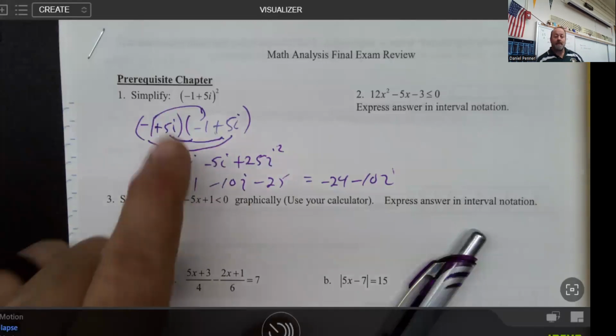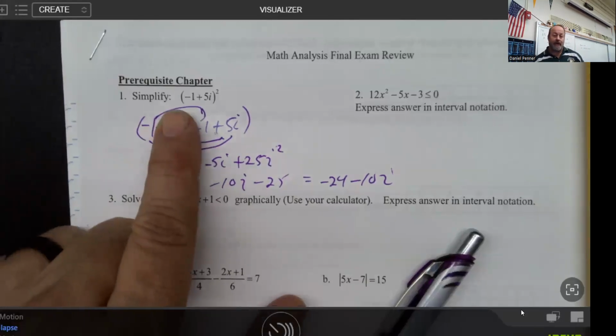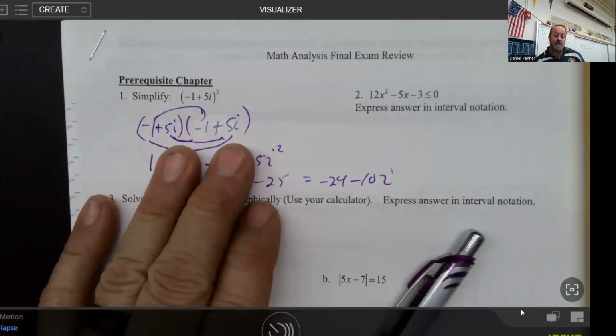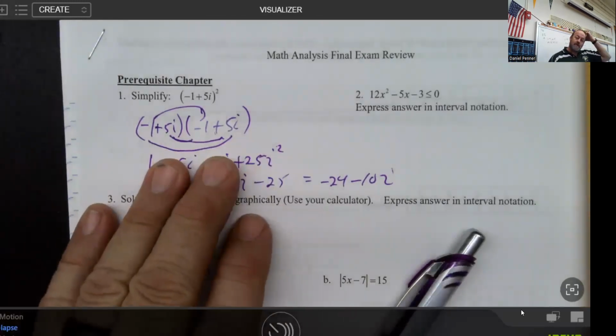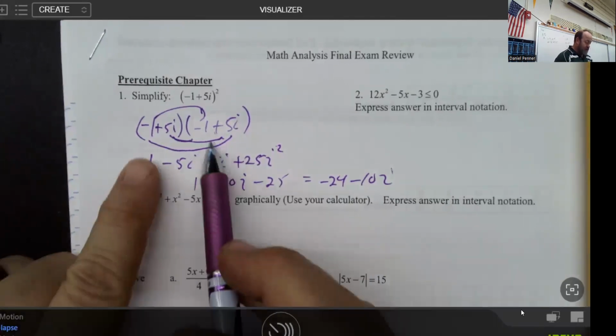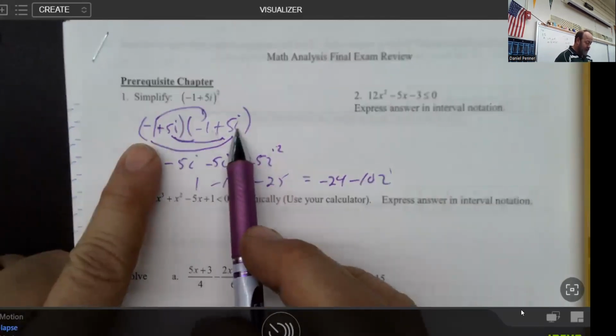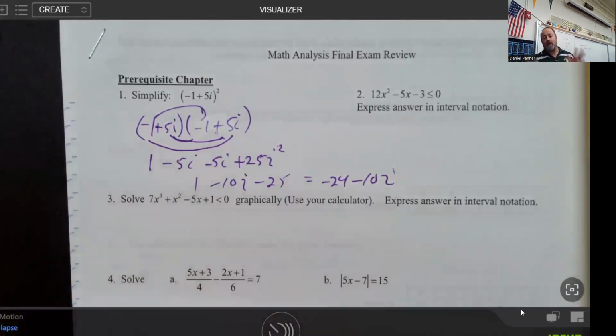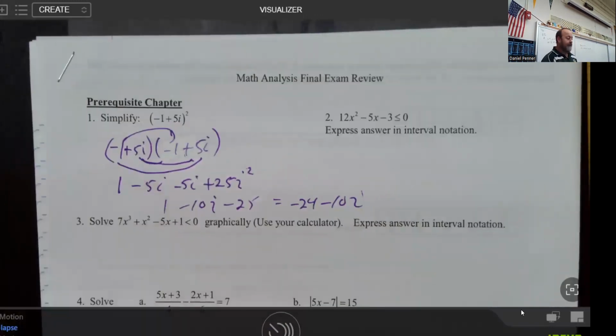This asked me to simplify (-1 + 5i)². So I wrote -1 plus 5i twice, and I just did a distribution, which some people like to call FOIL. I went ahead and I did the first piece, then I went to this outside, and then here, and then last. And then remember that i squared is -1. That's really a very old Algebra 2 question, so I think we should be okay.